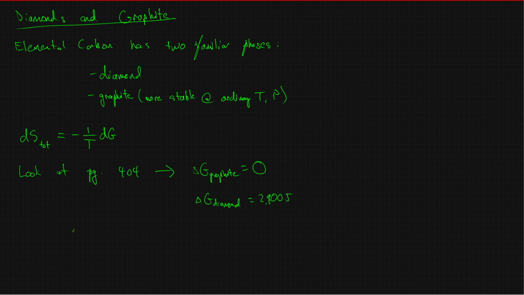So obviously we have that delta G graphite is less than delta G diamond. And what does that imply if we're using the second law in this form? What does that tell us? So if we've got carbon, 1 mole of it in one state, 1 mole of it in the other state, or phase, I should say, which one of them is going to be more stable?